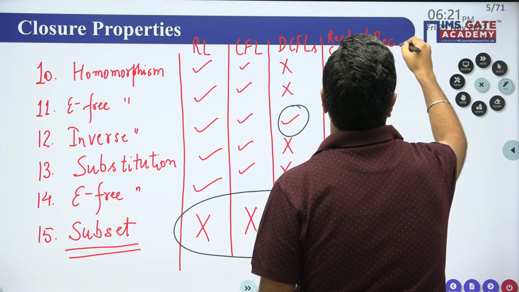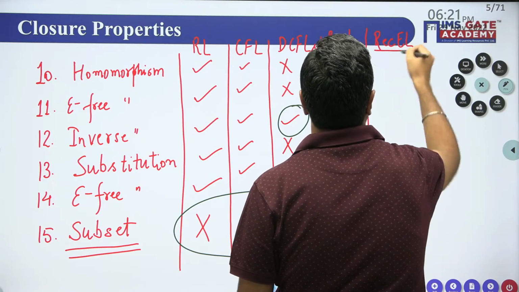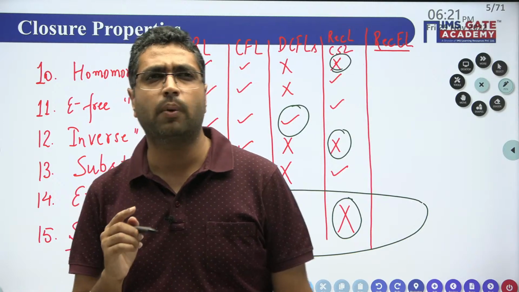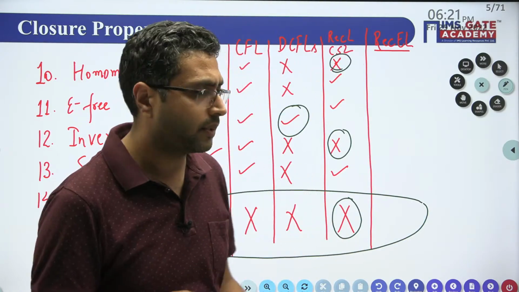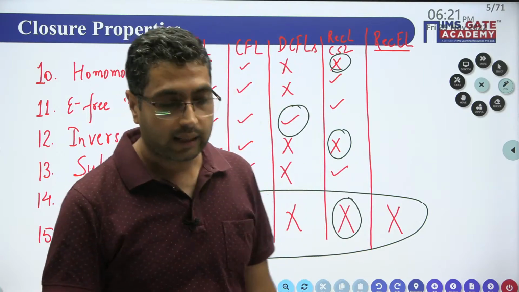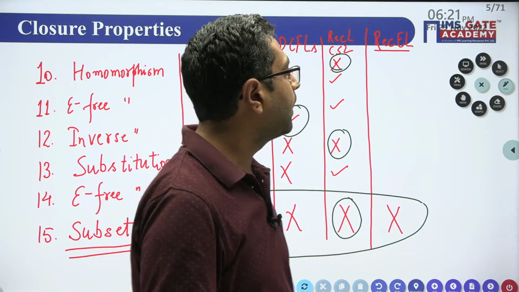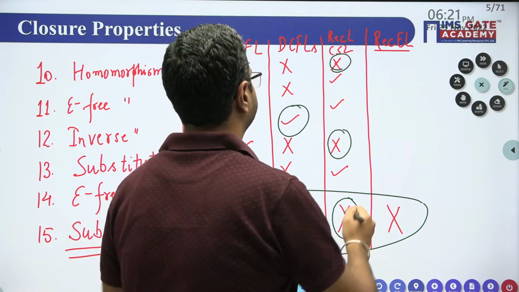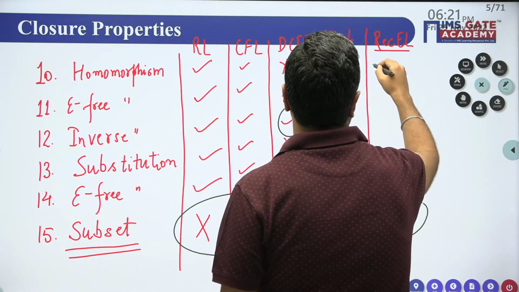What is the behavior in recursive enumerable languages? They are not closed under only two operations. Again, I'm not counting subset because it's not closed anyways, in any of the language classes. The other operations where they are not closed are complement and set difference, right? So let's see. Everywhere they are closed.